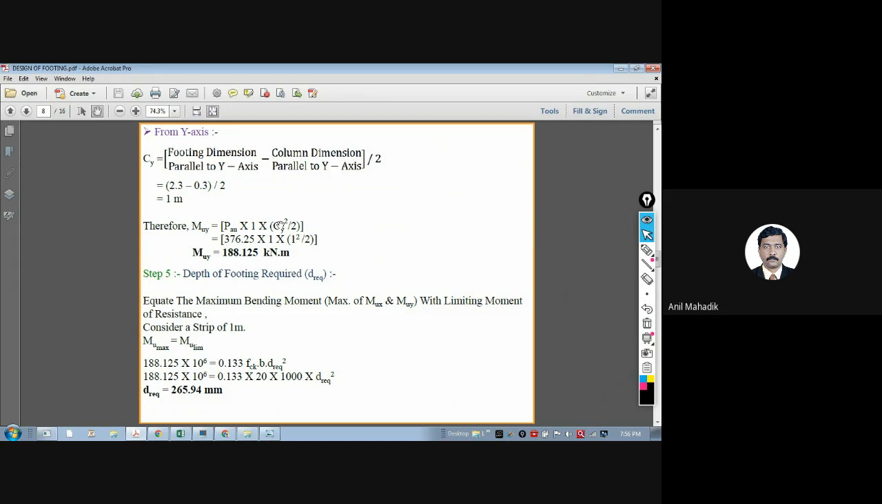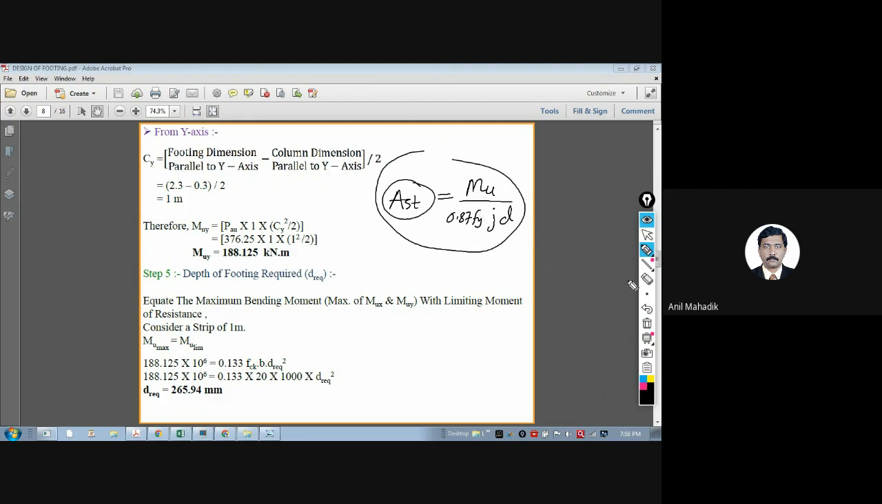Once you get the ultimate bending moment, what is required then? Our aim is to calculate the AST, that is the steel. Steel is based on the bending moment. Conceptually, it is bending moment divided by permissible stress, 0.87 Fy, then J into D, where J is the lever arm. All of you know this basic concept that we have learned, but in RCC we are using a different formula here, so we will see that.